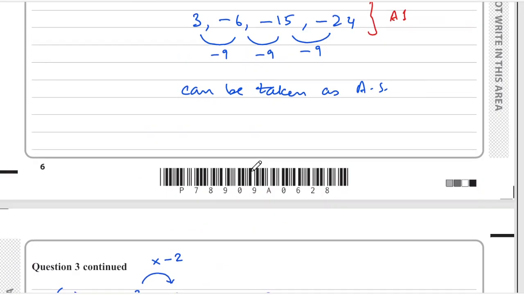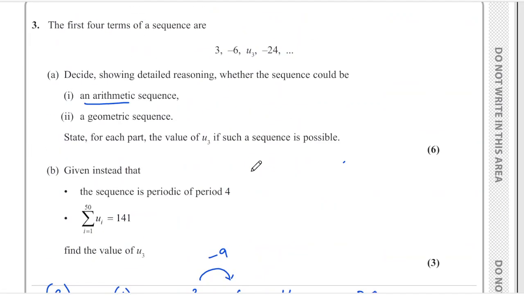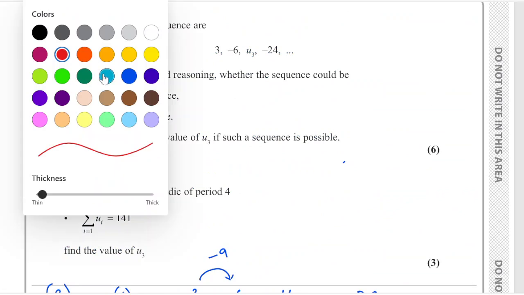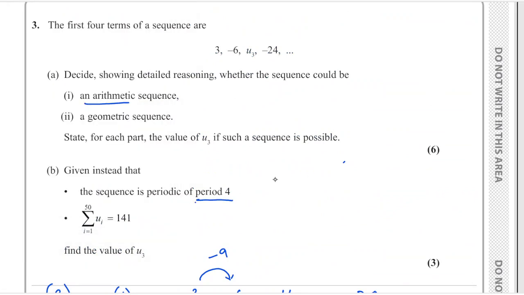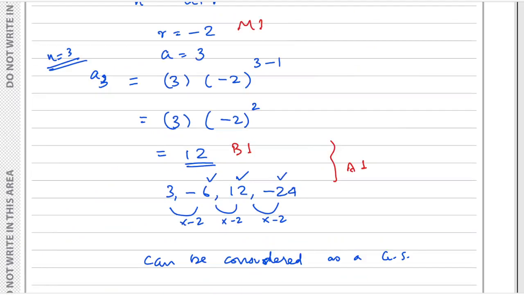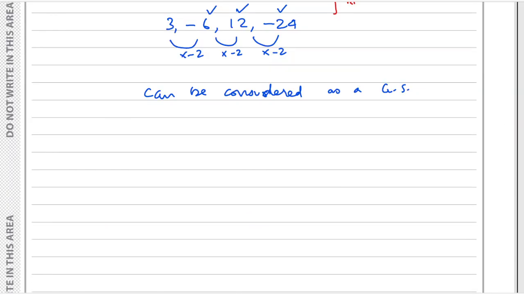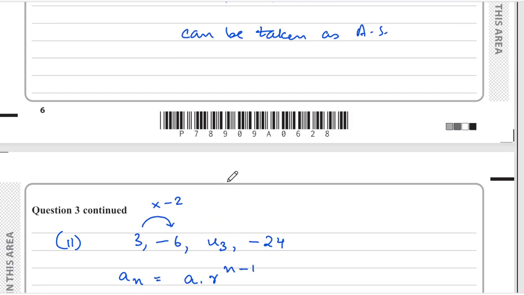Now in the last part, we are told to consider this sequence as a periodic sequence with period 4. Period 4 means the same thing repeats after 4 terms. The sum of the sequence from the 1st to the 50th term is equal to 141. We need to find the value of the third term. So again it is an unknown sequence: 3, minus 6, u3, and minus 24.